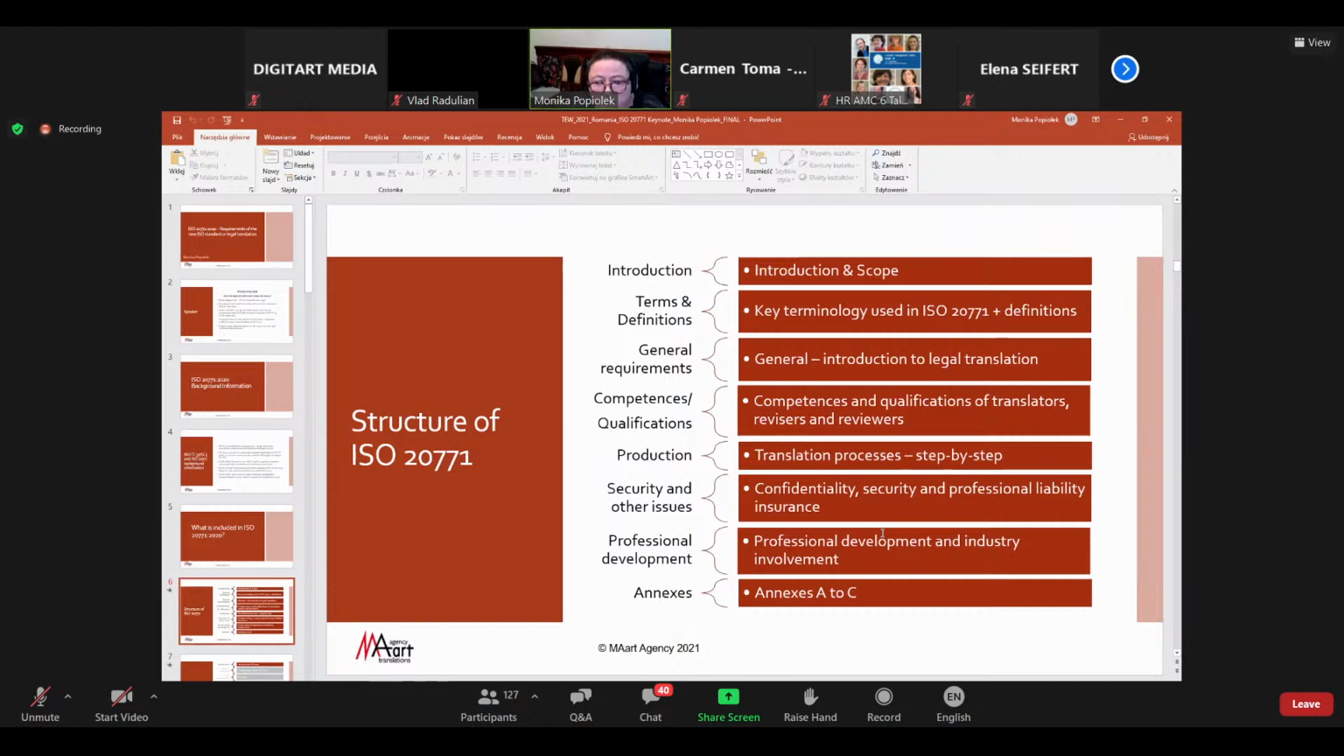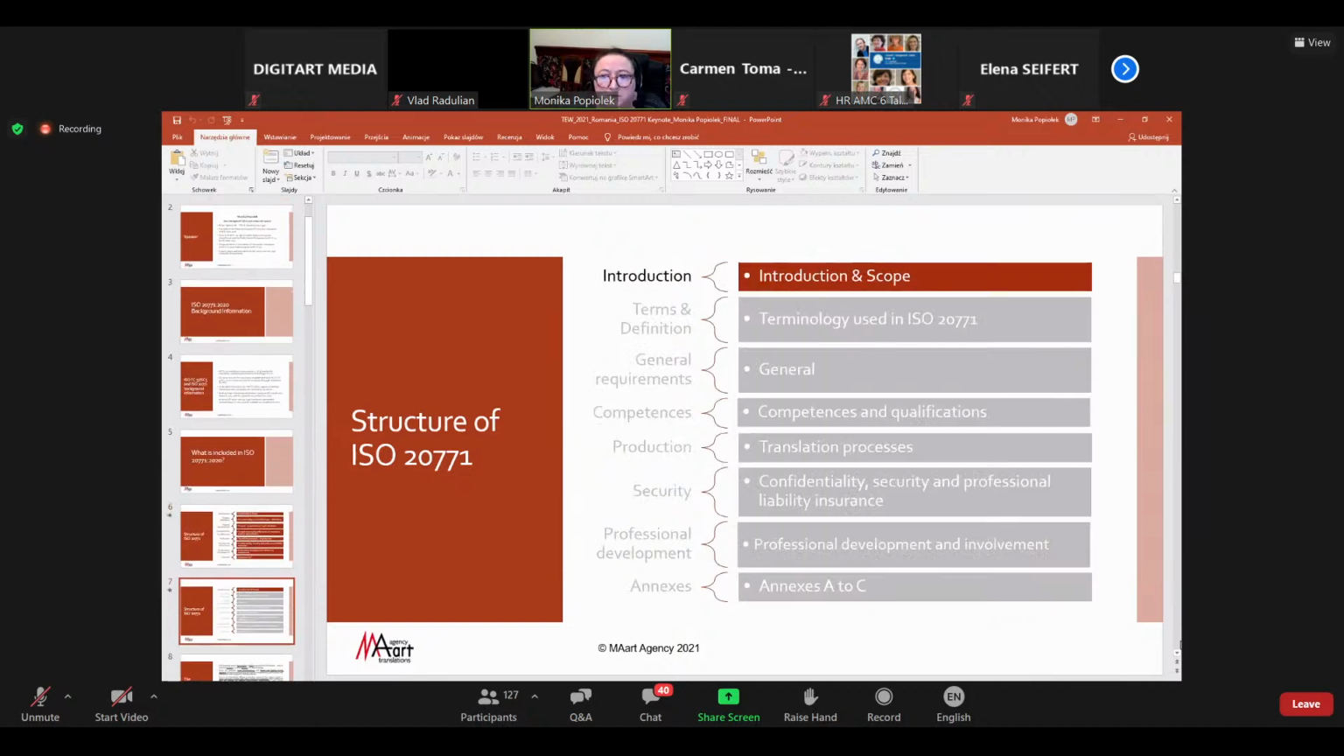In other words, conferences, continuing education activities, being part of associations, that sort of thing. And then we've got the annexes. In this case, we've only got 3 annexes, A to C. So that's the general structure. And now let's go to the introduction and scope.